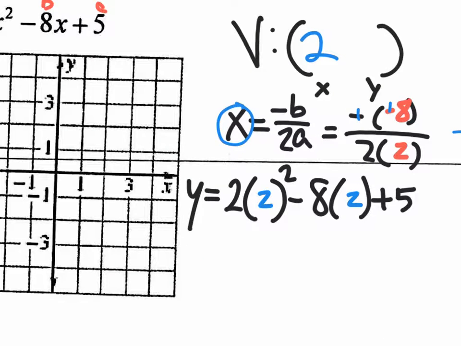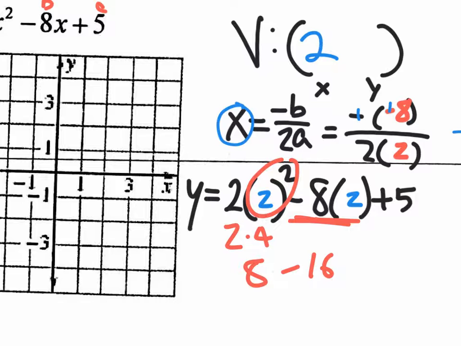Now that I've plugged in the 2, let's work it out. We're going to do exponents first. 2 squared is 4. So we're going to have 2 times 4, which is really 8. And then you're going to have this negative 8 times 2. That's going to be negative 16. And then I'm obviously going to bring down the plus 5 at the very end.